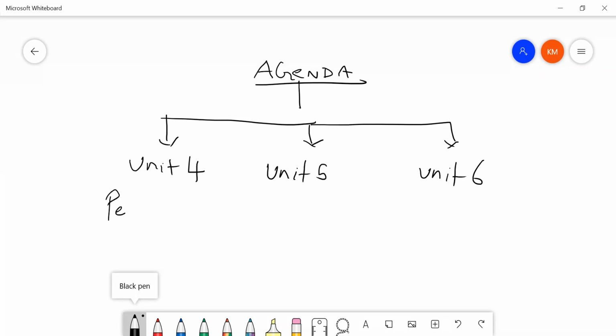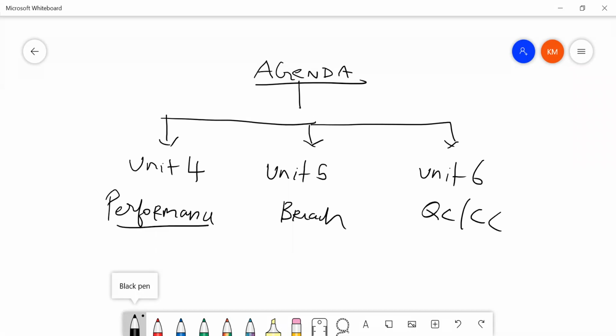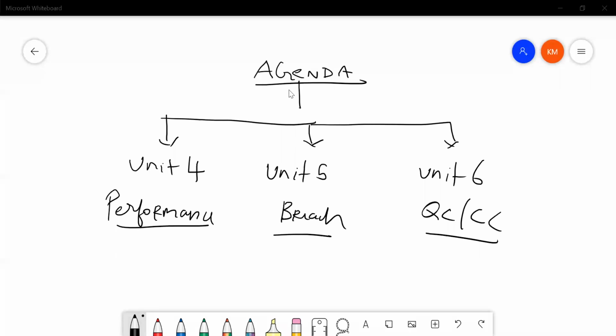So we'll be discussing performance of contract, then breach of contract and remedies, and then quasi contract and contingent contract. Now, fairly simple. I've explained all these concepts in the video. So quickly, let's start with the questions.